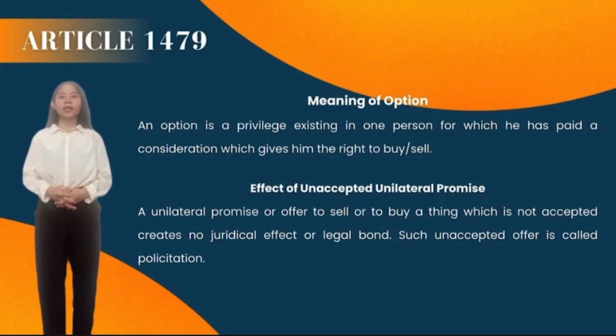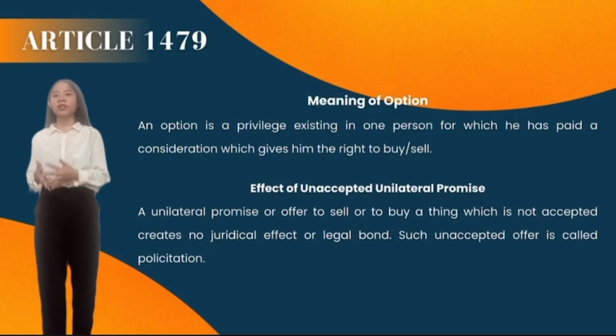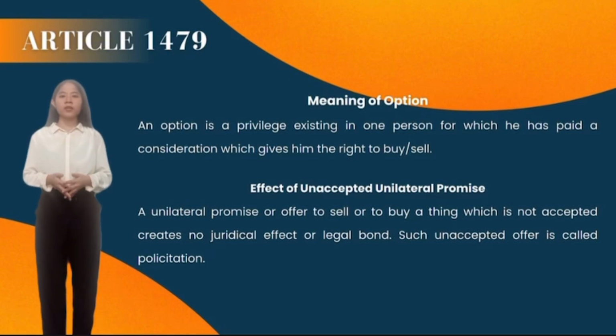Meaning of an option. An option is a privilege existing in one person, for which he paid a consideration, that gives him the right to sell or buy. That consideration gives him the right to buy or sell in the agreed time and is demandable. Effect of unaccepted unilateral promise. A promise that is not accepted is not binding, is not demandable, and has no legal effect.